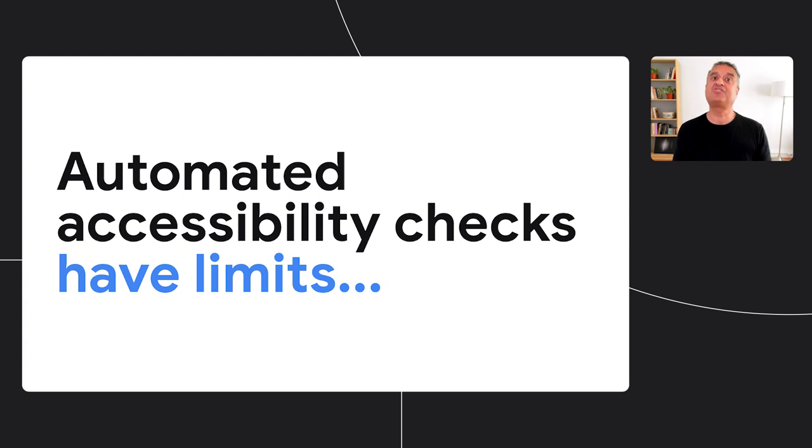You should manually test your apps by turning on services like TalkBack and Switch Access, and you should have actual users of assistive technologies try out your app.